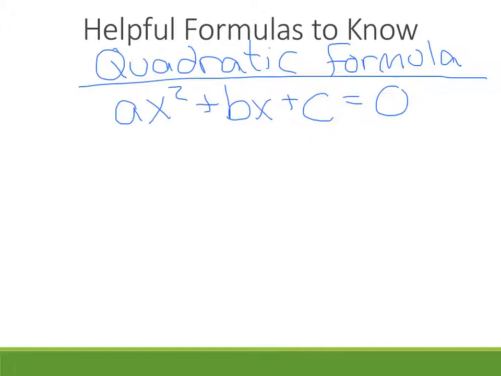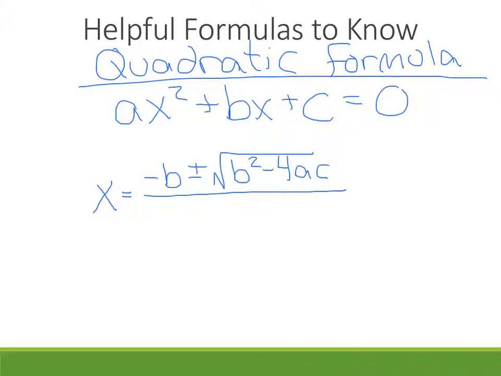Okay, and the quadratic formula to solve for x for equations of this type, one of the methods that we can use, is x equals negative b plus or minus the square root of b squared minus 4ac, all over 2a. Okay. Alright, so that's to solve quadratic equations of the type ax squared plus bx plus c equals 0.